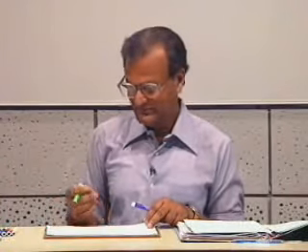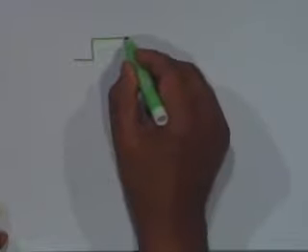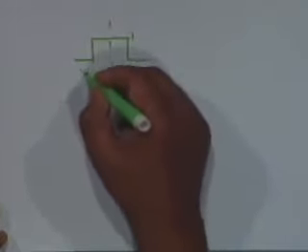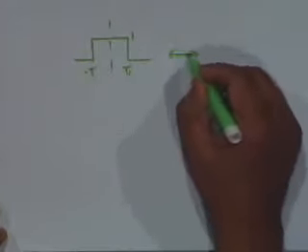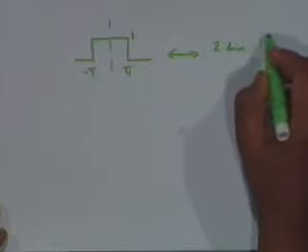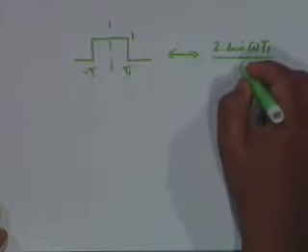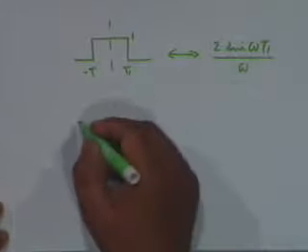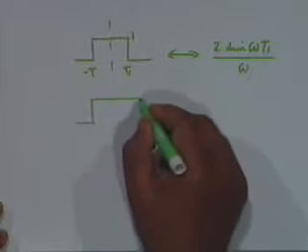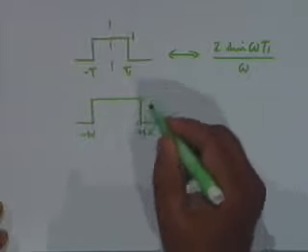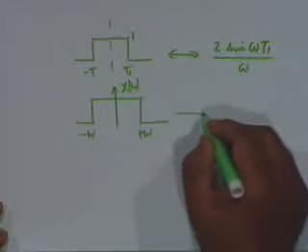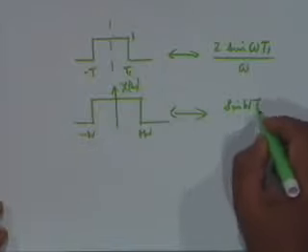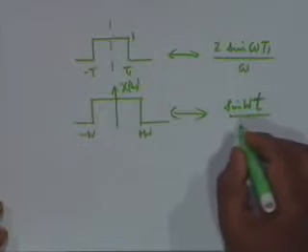Now, both of these functions, that is in the time domain, 1 between t1 and minus t1, the Fourier transform is twice sine of omega t1 divided by omega, and the inverse Fourier transform of this pulse between minus w and plus w, if this is X of omega, then its inverse Fourier transform, as we have just shown, is sine of w small t divided by pi t.